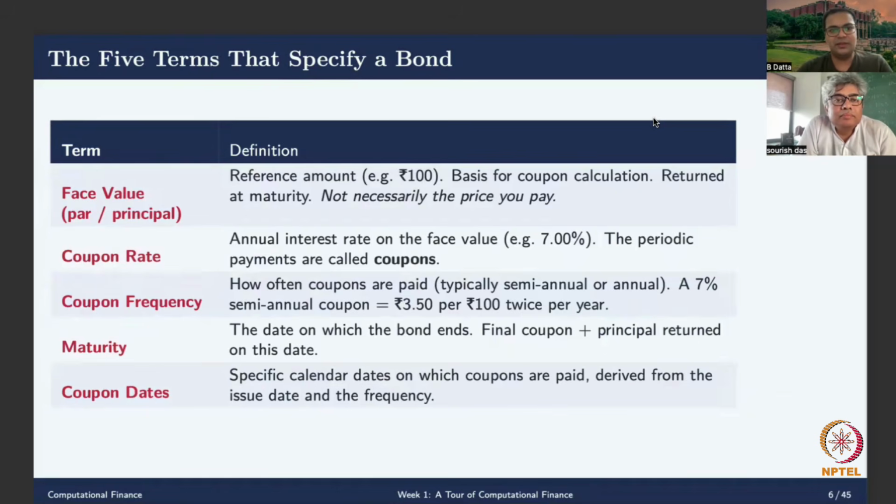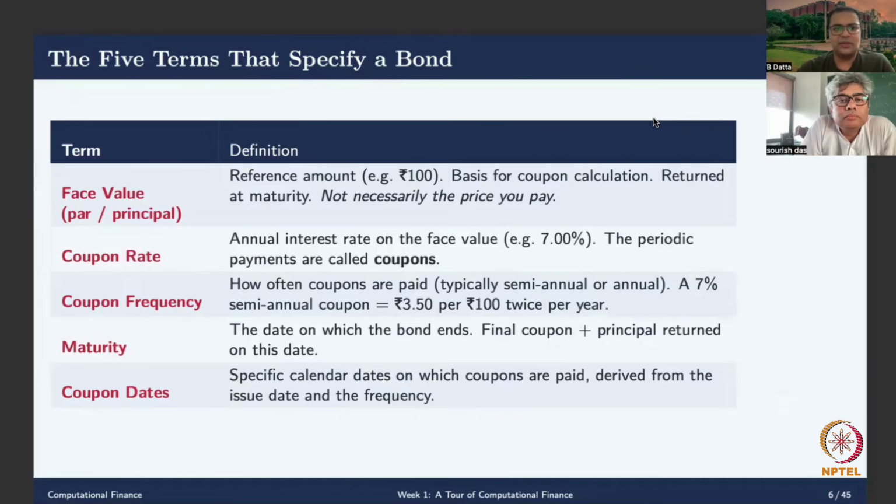So one is going to be the face value. You can also think of it as the par or the principal. This is the reference amount, for example, 100 rupees, and this is what is going to be returned to you at maturity. Just to be clear, this is not the price of the bond. So think of it as the principal that you have lent out.